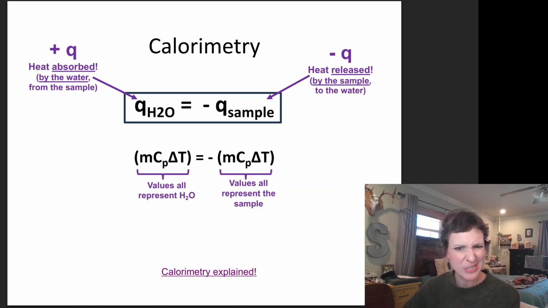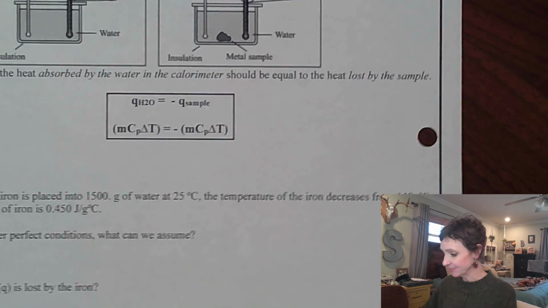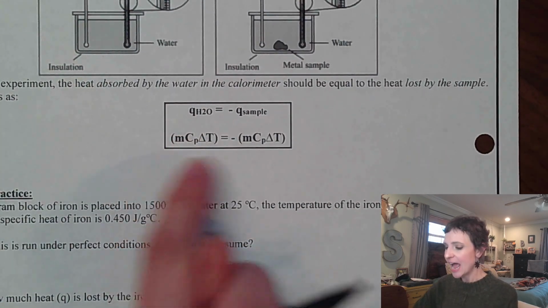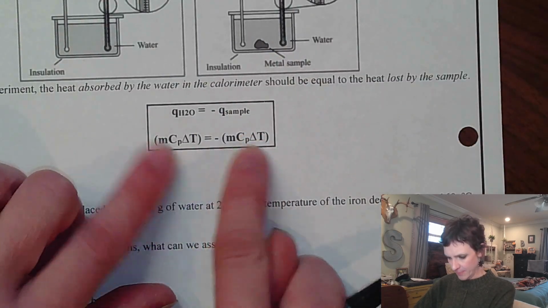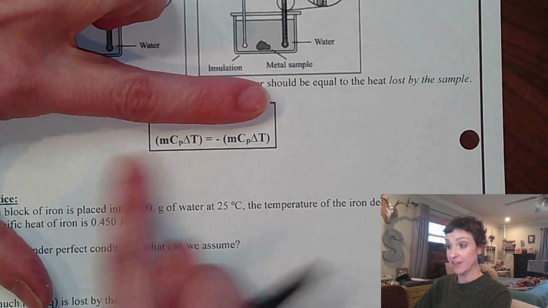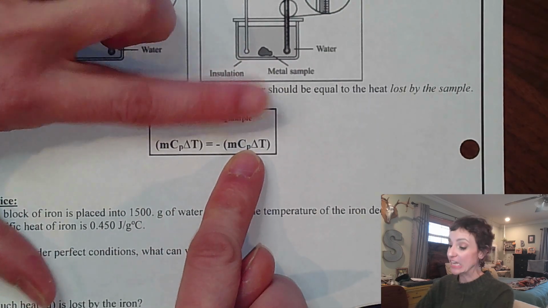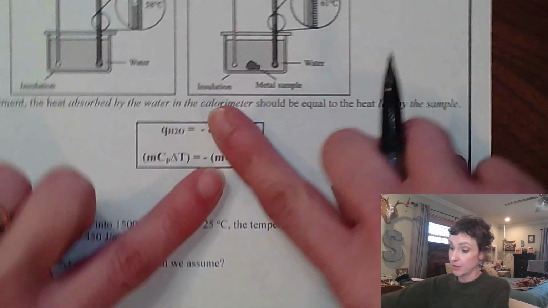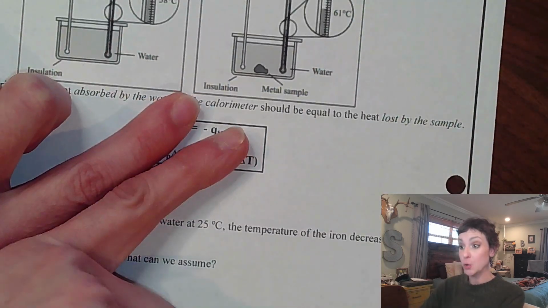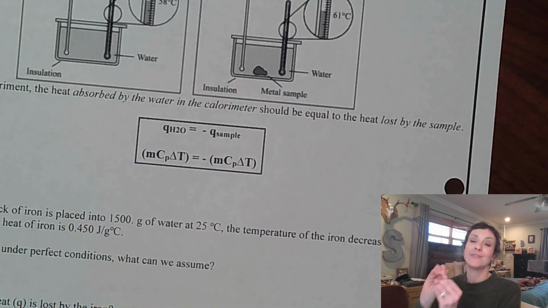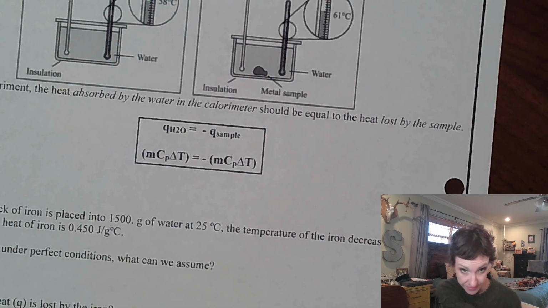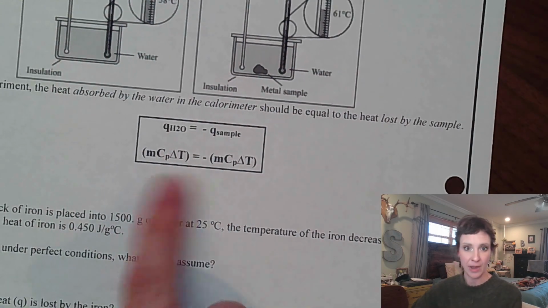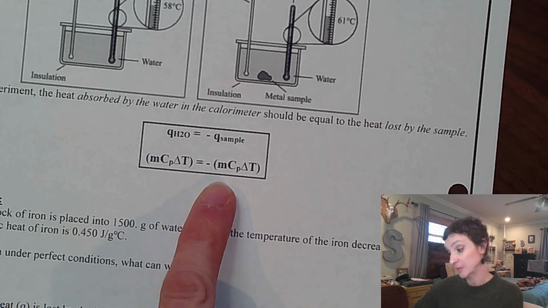But let's do some practice problems with this because this is a real fun concept and I'm actually super excited. Okay. So down here, once again, we have our equations stated. I typically do not mess with this interpretation of the equation. I think about it more as you're going to solve for the Q of either the water or the Q of the sample, and then whatever the opposite sign is of that will represent the Q for the other guy.